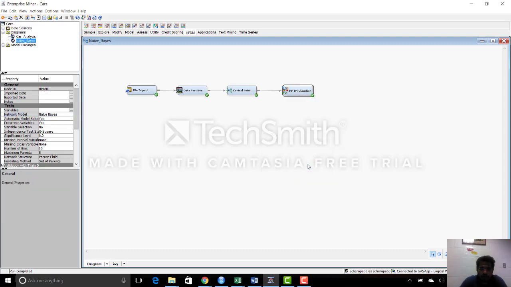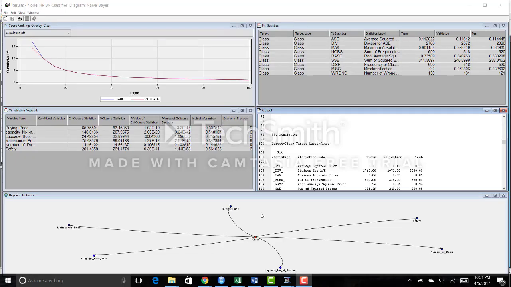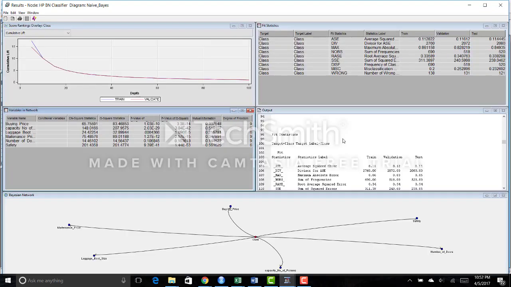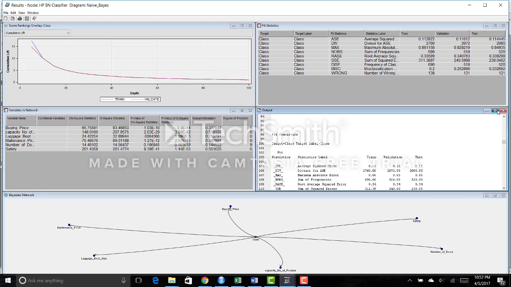Now let us look at the results. Now let us look at the output of the Naive-Bayes algorithm. Naive-Bayesian statistics gives a different group of statistics over here, which includes score rankings, variables in the network, fit statistics, and a graph of the Bayesian network. Now let us look at the output.